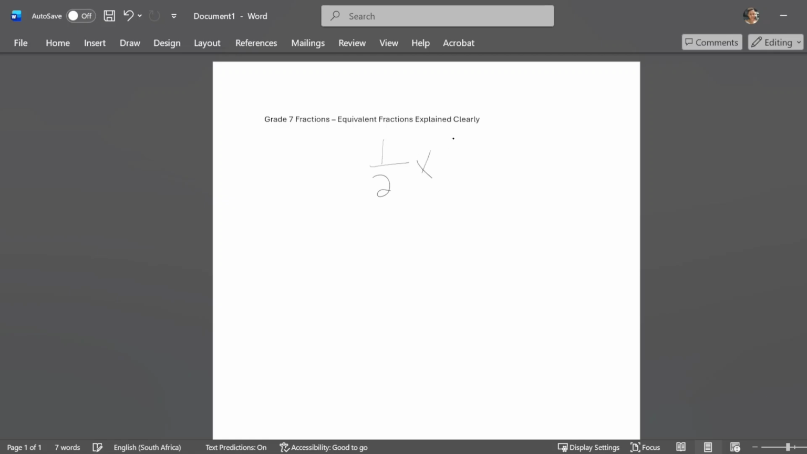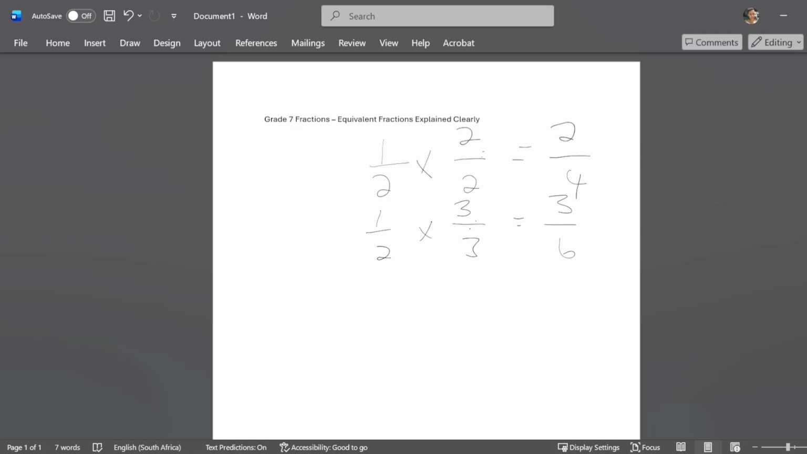So here we will have times 2 over 2 is equal to 1 times 2 is 2, 2 times 2 is 4. And we also have times 3 over 3. 1 times 3 is 3. 2 times 3 is 6. When we multiply by 2 over 2 or 3 over 3, we're actually multiplying by 1. That is why the value does not change.